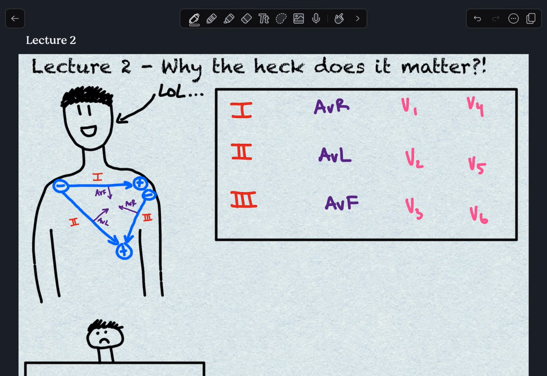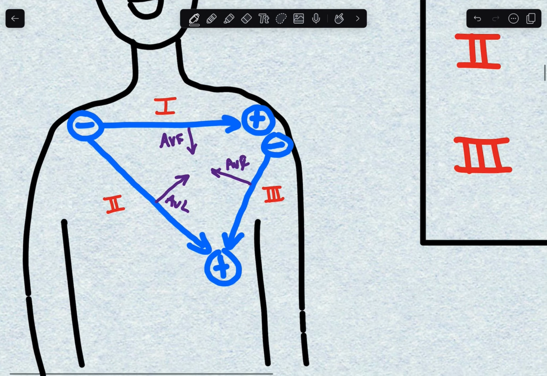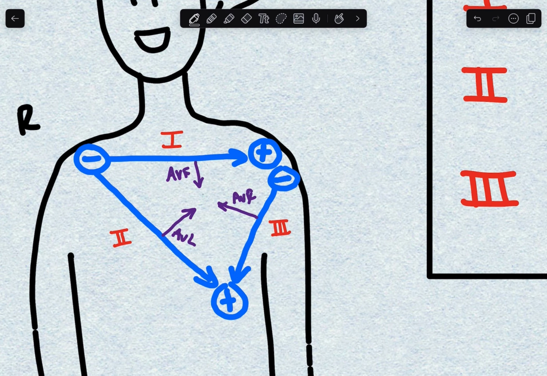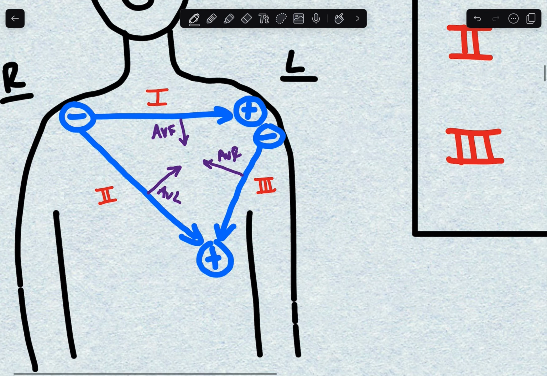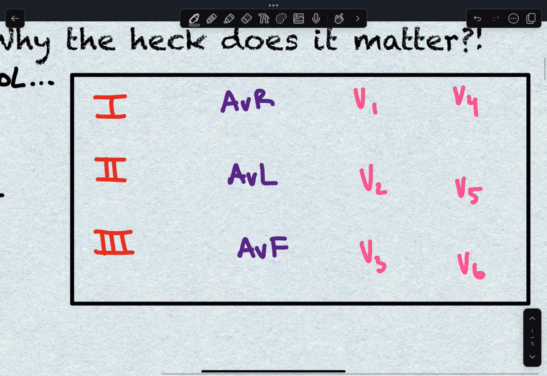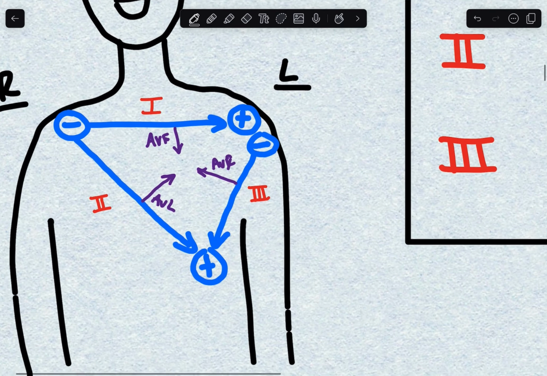This is lecture number 2 on EKGs, and we're going to talk about why this stuff all matters. I added some facial features to my dude here, and I'm sorry about it. Taking a look at what we've accomplished in lecture 1, let's start creating a map on our 12 lead.